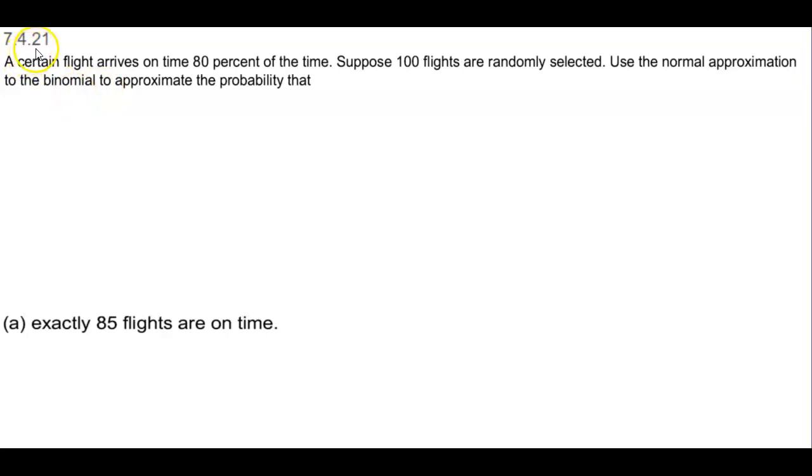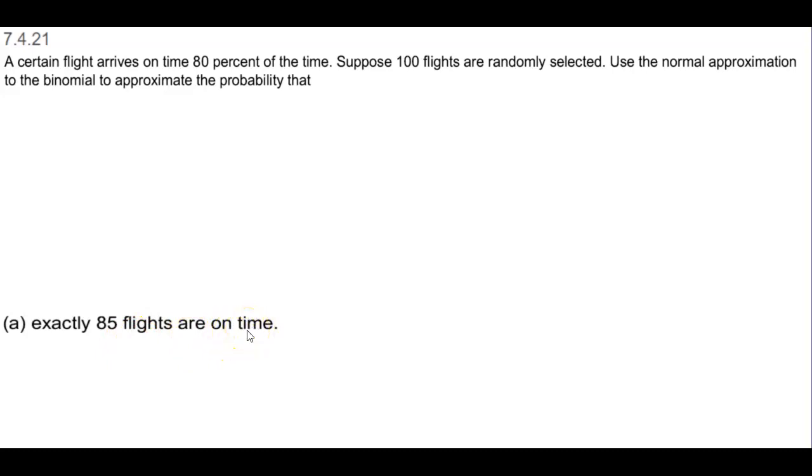Section 7.4.21, a certain flight arrives on time 80% of the time. Suppose 100 flights are randomly selected. Use the normal approximation to the binomial to approximate the probability for the following. So we want to first approximate exactly 85 flights are on time.